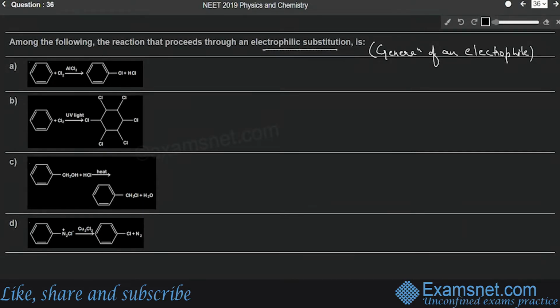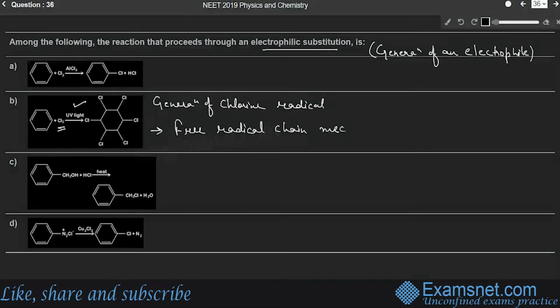Okay. So in the second one we can see this chlorine molecule is reacting with UV light. That means radiation from the sun. So when this happens, chlorine radical will be generated. Okay. So generation of chlorine radical will take place. So which mechanism will follow? Free radical chain mechanism. Okay. So the reaction will proceed via free radical chain mechanism, not the electrophilic substitution. So this is not the correct answer.